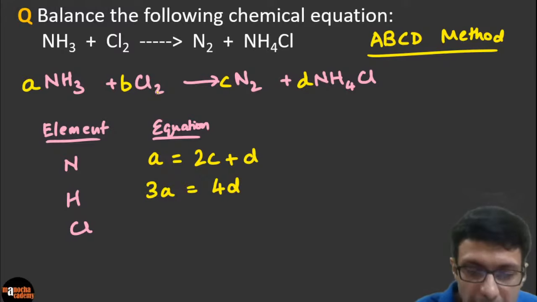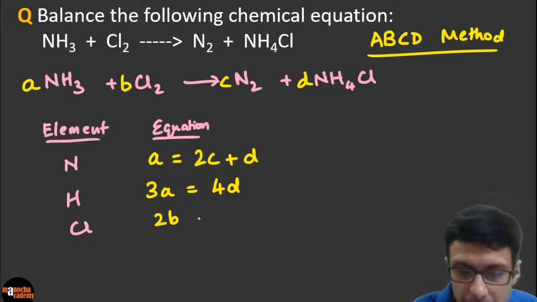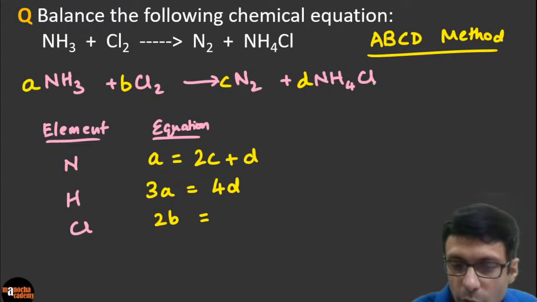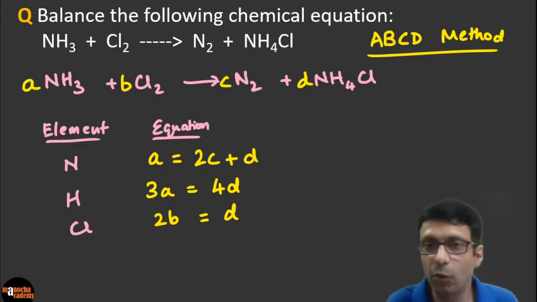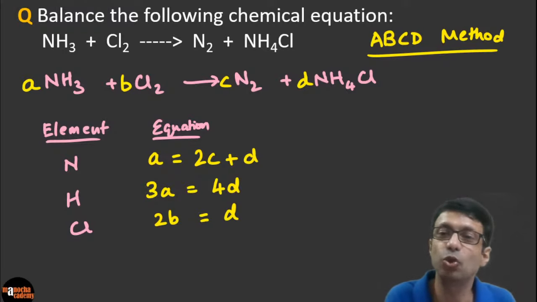And finally for chlorine, it's going to be 2 times B on the left. So 2B is equal to D, right? Because we have D chlorine atoms on the right side. Very good. So look, we have these 3 equations, and now basically we need to solve these.